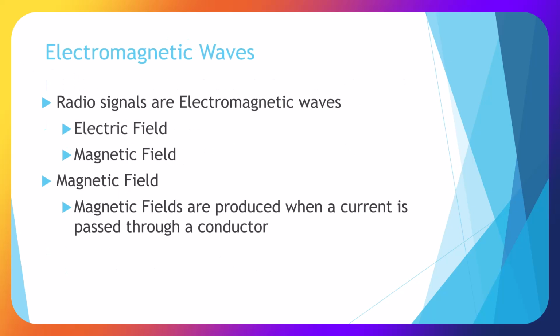Radio signals are electromagnetic waves, which are a combination of an electrical field and a magnetic field. The magnetic fields are produced when a current is passed through a conductor.